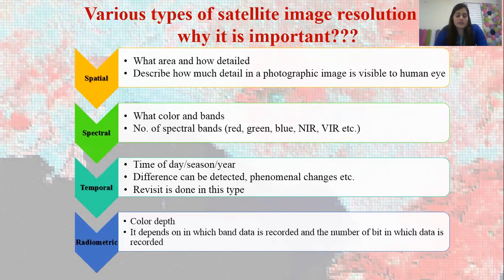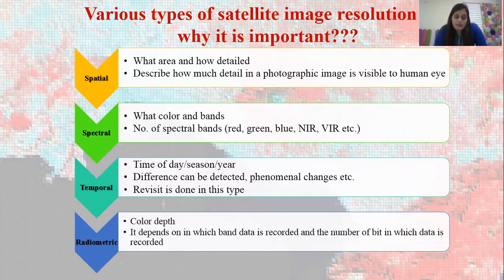Next comes temporal resolution. What is temporal resolution? Temporal resolution here means time of day, season, year. Differences can be detected. Phenomenal changes can be detected. Revisit is done in this period. Temporal means with different seasons we can take the image. If we are taking the image of a crop in January, then the same image will be taken in the December month. So ultimately we can do the comparison and get the change.